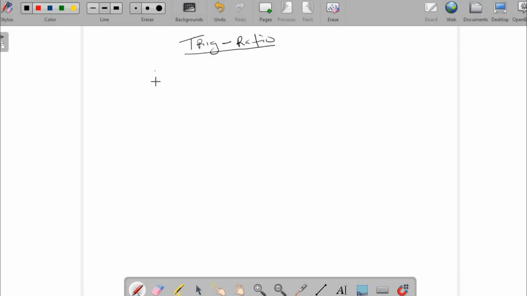Let's say we have a right angle triangle like this. Let's call this side the opposite. The angle theta is facing this place. The longest side of it is the hypotenuse. Here is the adjacent.